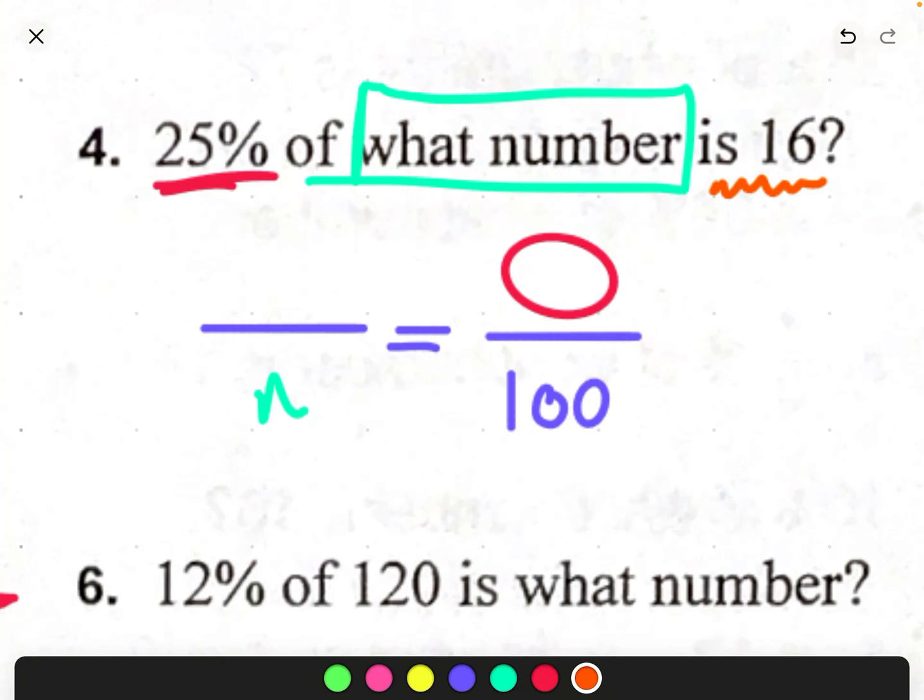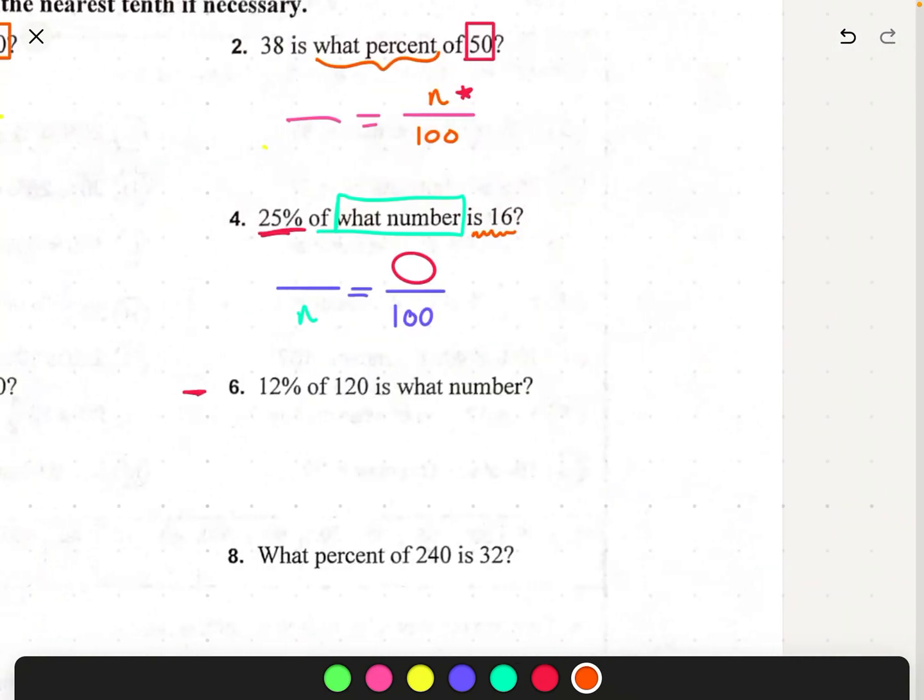This one, again, you can go all kinds of ways. You can go down the ladder. That's probably the easiest way, but cross multiplying will always work.